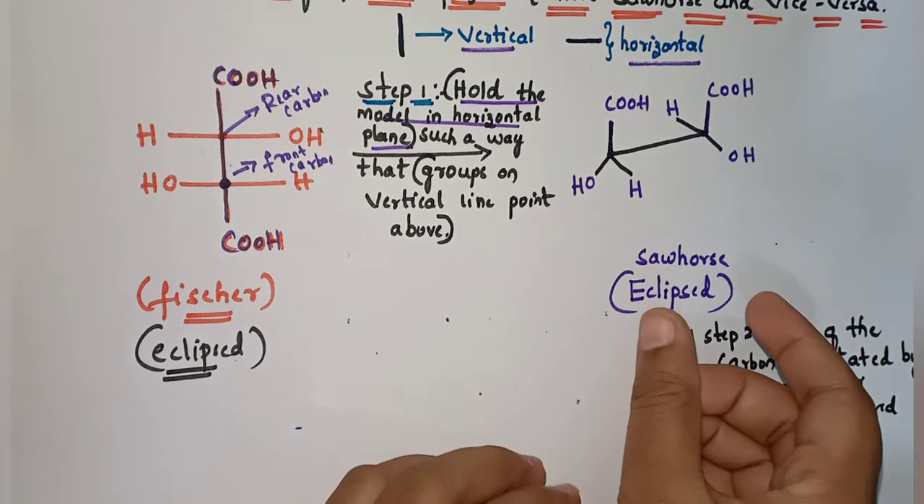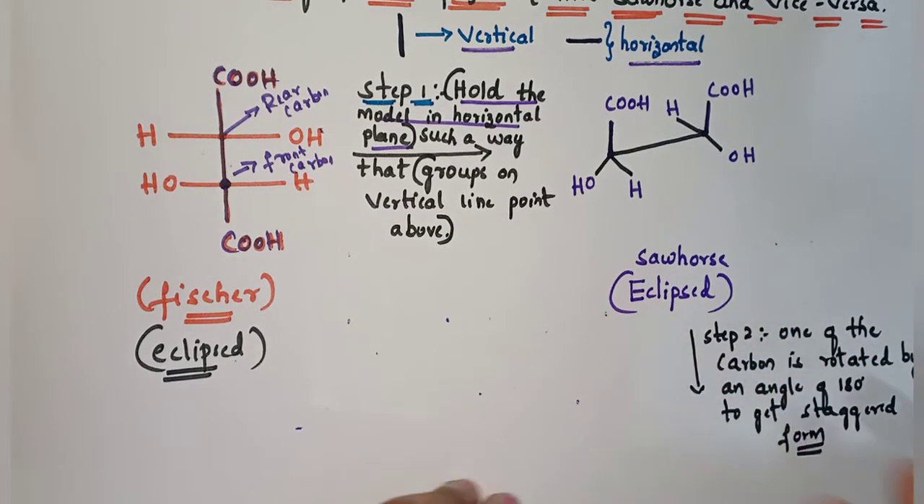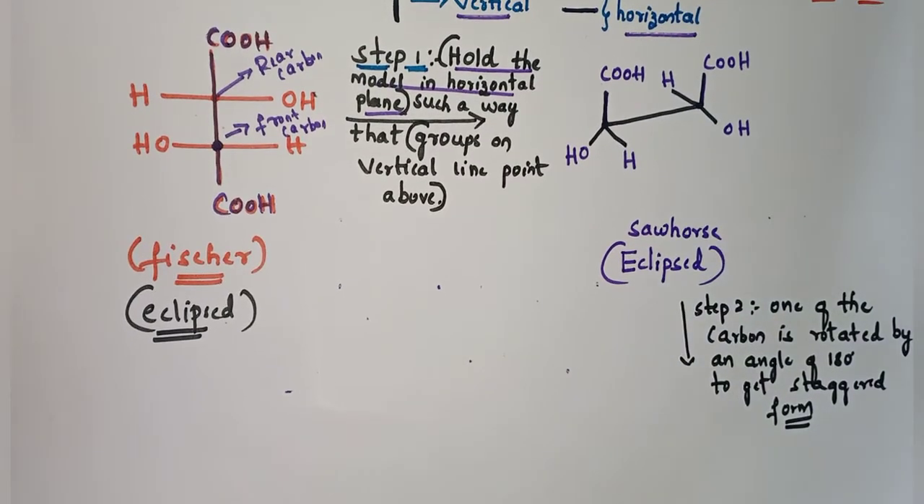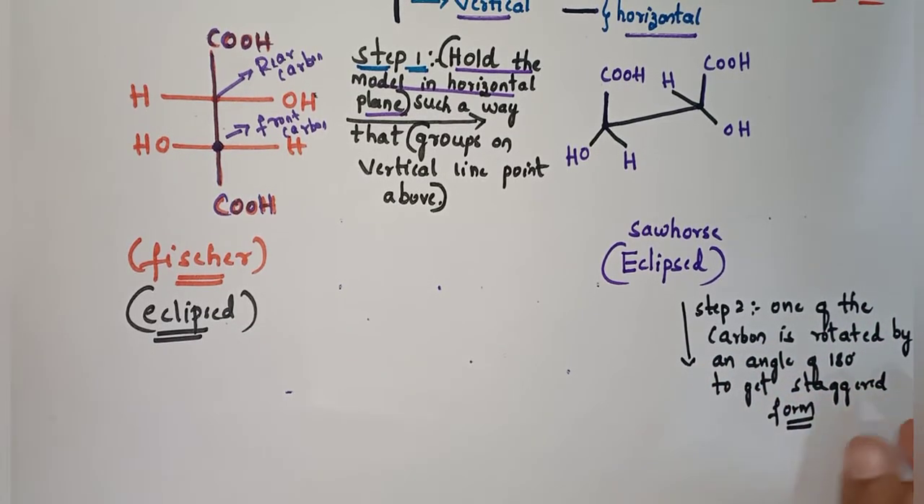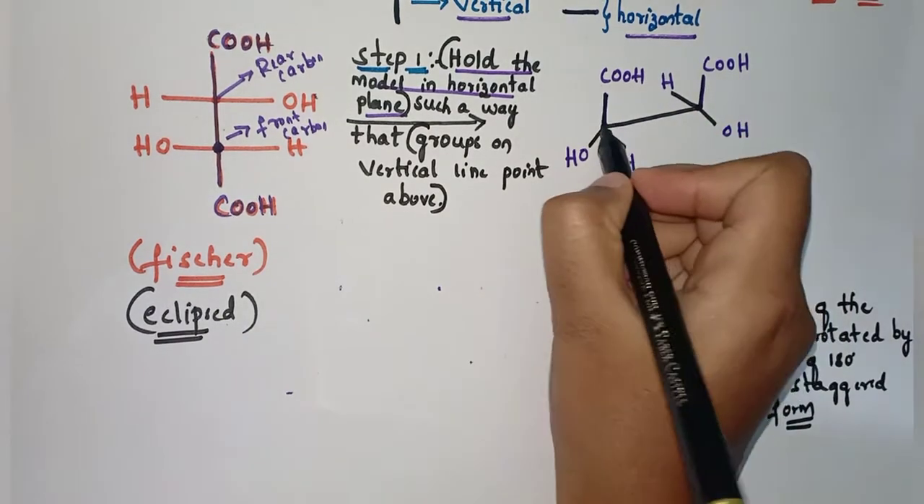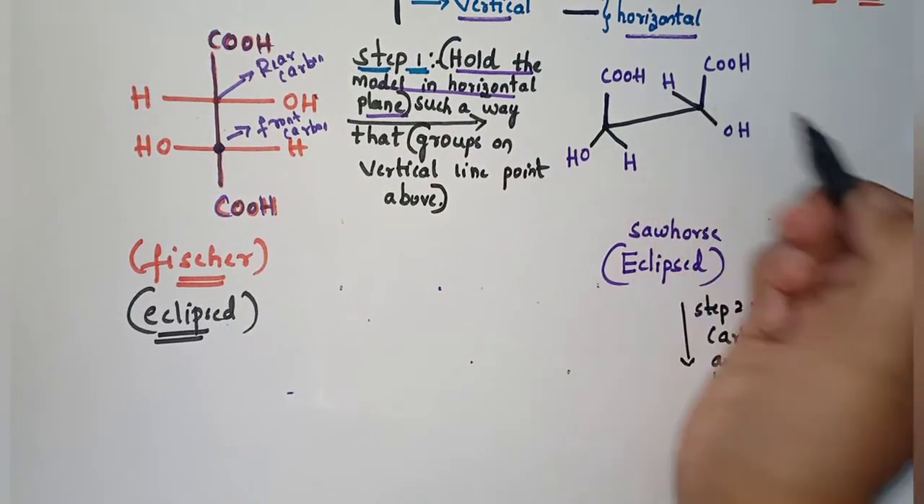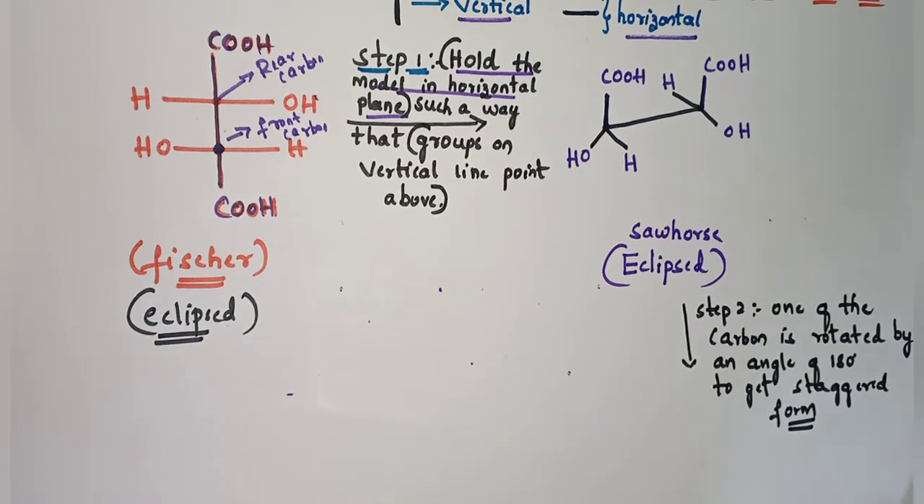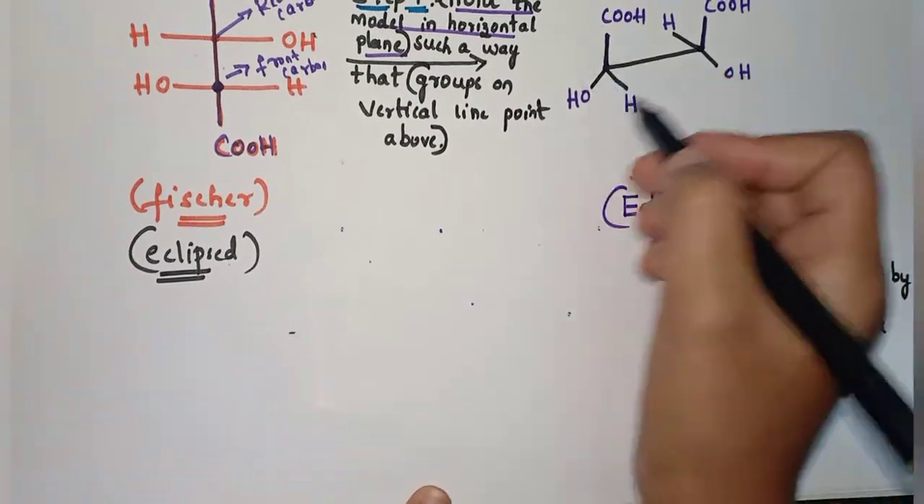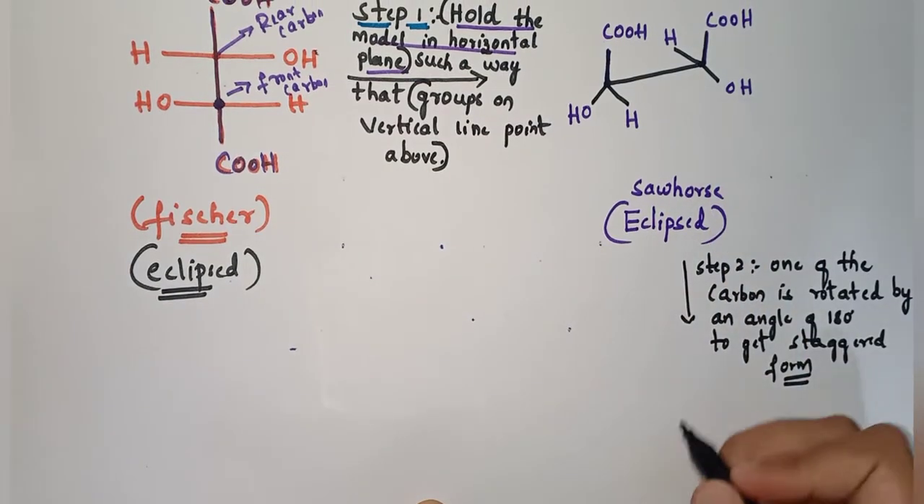Now to convert this Sawhorse eclipsed into Sawhorse staggered, we have to perform the second step, that is one of the carbons is rotated by an angle of 180 degrees to get staggered form. So we are rotating one of the carbons by an angle of 180 degrees. So here is a carbon and here is a carbon. It is front carbon and it is rear carbon. We can rotate one of the carbons by angle 180 degrees. We will get staggered form. So now here I will not rotate it. I will rotate this rear carbon here.